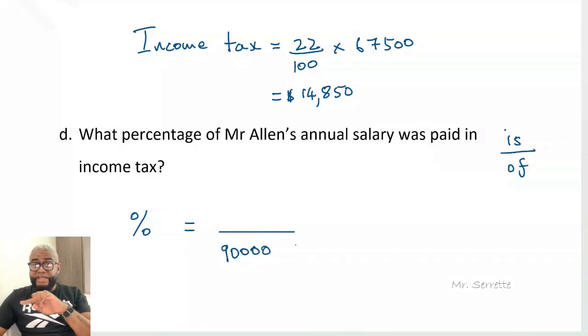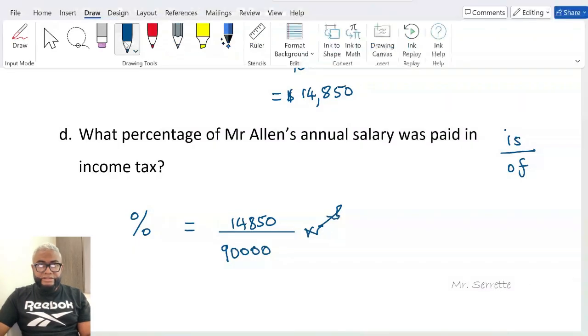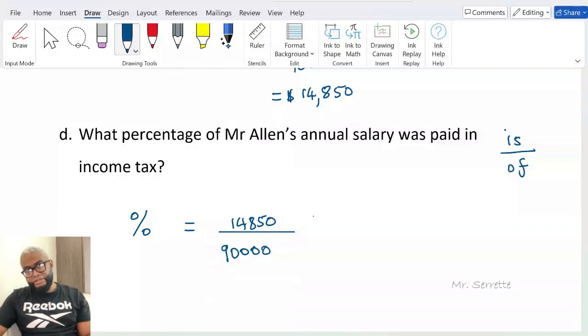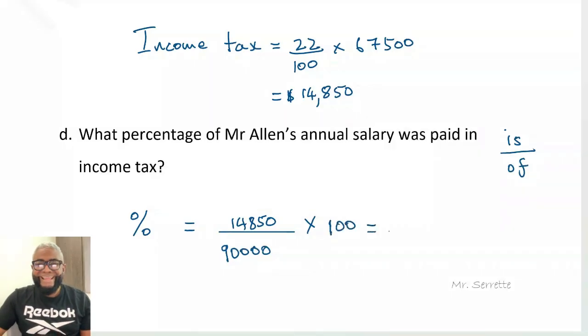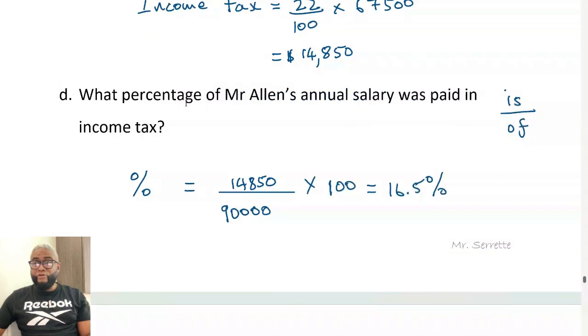So what percentage of Mr. Allen's annual salary was paid in income tax? What's his income tax? 16.5%. Somebody worked it out. 16.5%, right? So we're good there.